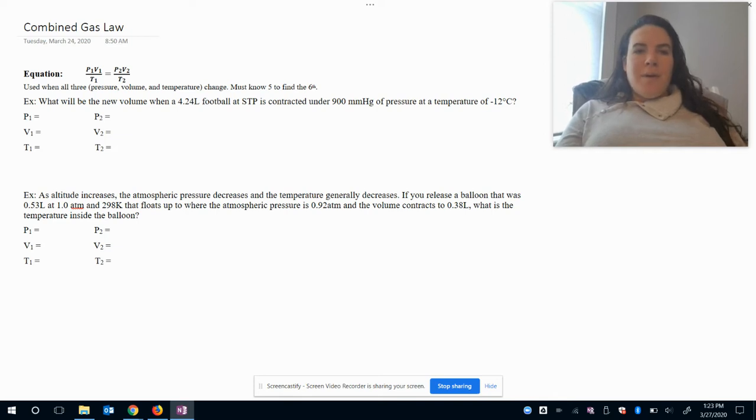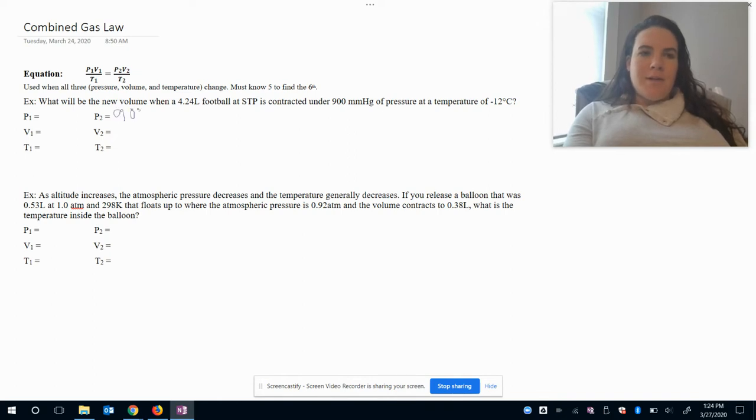So let's look at our first problem. We have 4.24 liters. That'll be our volume at STP. STP is going to tell us both temperature and pressure. And then under 900 millimeters of mercury of pressure, that's going to become the internal pressure of the football. And then this is our second temperature. So filling in the numbers that we know, we have millimeters of mercury as our second one, so I can fill that in.